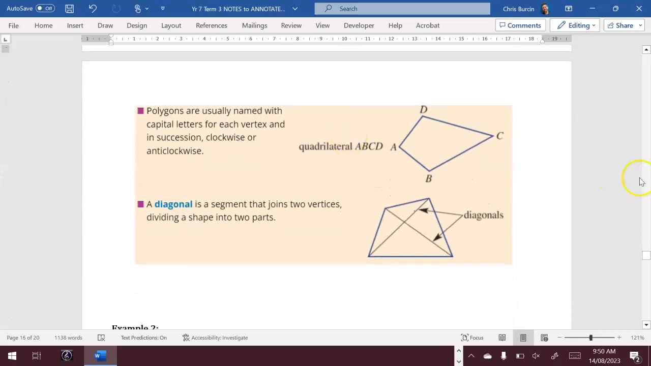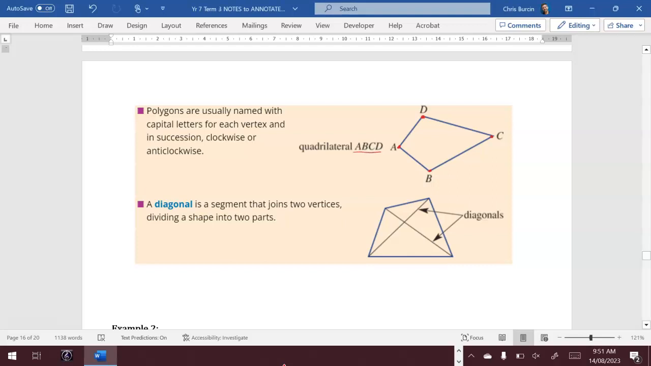There's only a couple other things we need to do, and that's name them. Polygons are usually named Fred, Ralph. I've seen a polygon named Ralph. That's not true. Polygons are named, this is the truth here, with capital letters for each vertex. A vertex is where these edges meet. So we'll call this vertex A, this one B. They don't have to be in alphabetical order. And then you name them in succession. What does succession mean? One after the other.